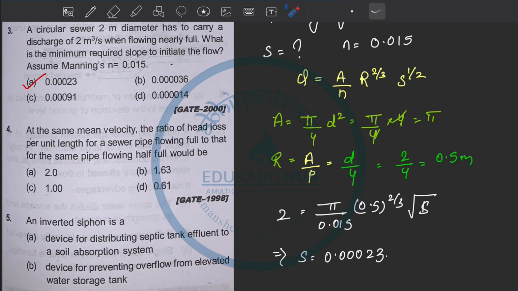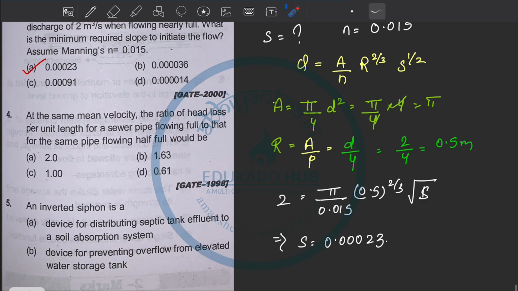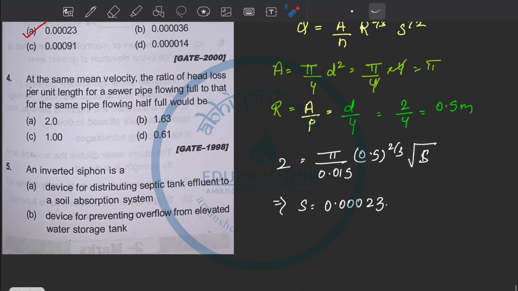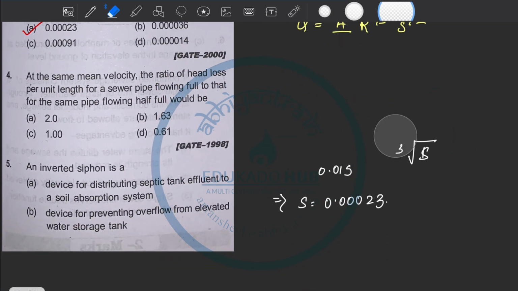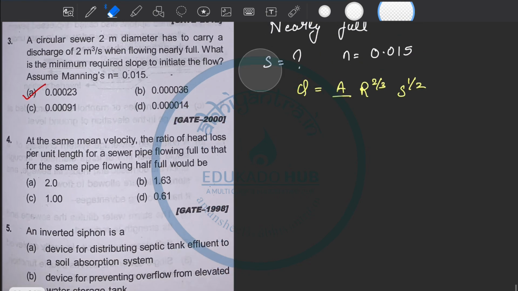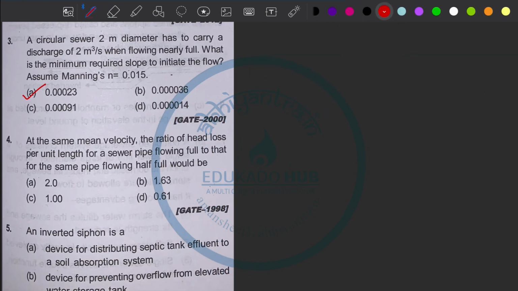At the same mean velocity, we need to calculate the ratio of head loss per unit length for a sewer pipe flowing full to that of the same pipe flowing half full. Okay, let's start. First, let's clear the area where we have to do the work. They have given the same mean velocity, so V1 is equal to V2.